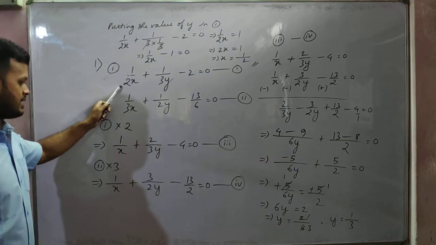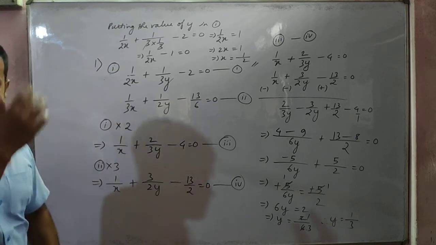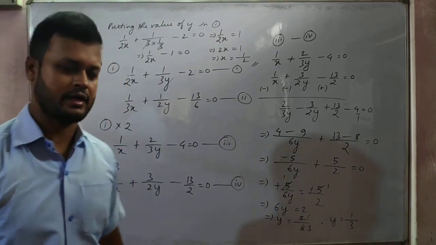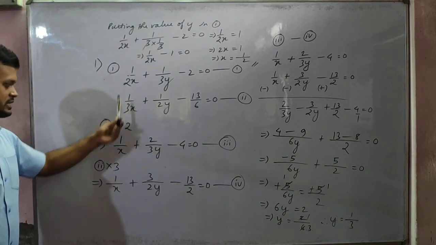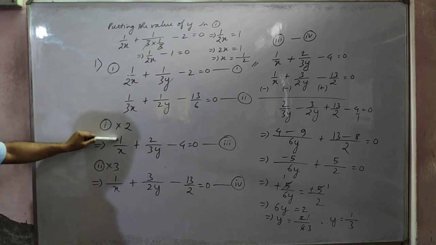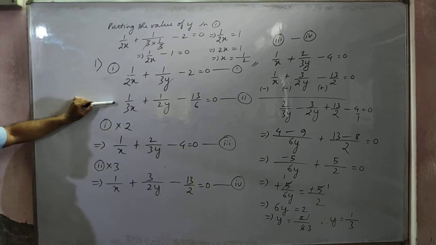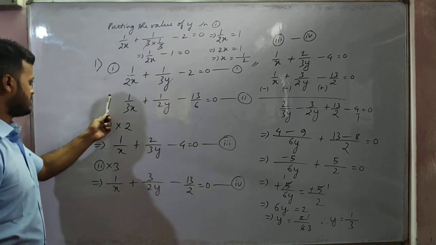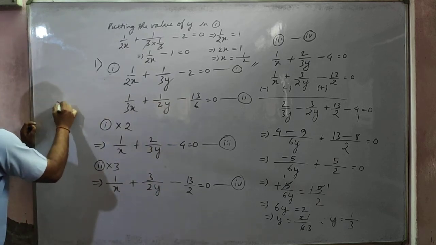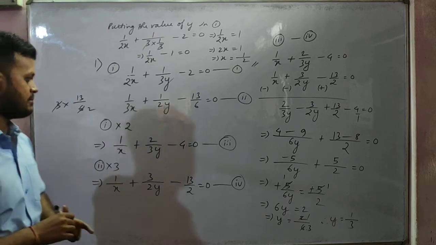Here 2 is there. I just said that I want to remove this 2 and this 3, then I will get 1 by x and 1 by x in both the equations. I can easily solve, just like we do normally. So with this equation I multiplied by 2. So this 2 and 2 will be cancelled. So 1 by x will stay here, 2 by 3y and 2 2s are 4. This equation I multiplied by 3. 3 and 3 will be cancelled. 3 by 2y and 13 by 6, 3 into 13 by 6 is 13 by 2. Okay, marking number 4.